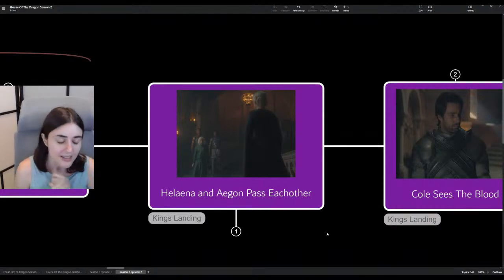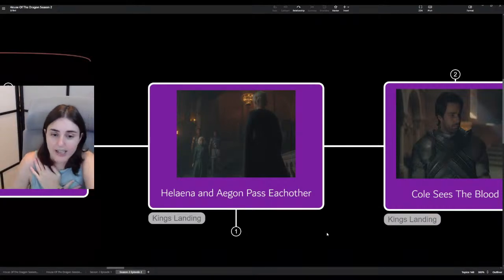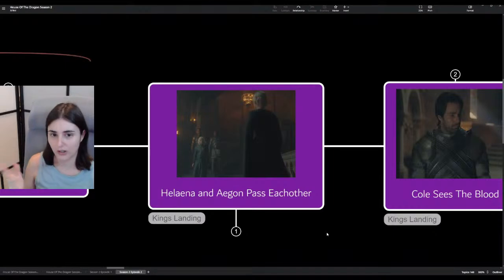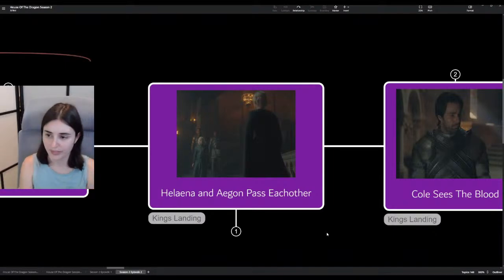So she's all alone. Yes, Helaena breaks my heart, man. And he just walks on. They pause with each other, and nobody's hugging, nothing. That's it.